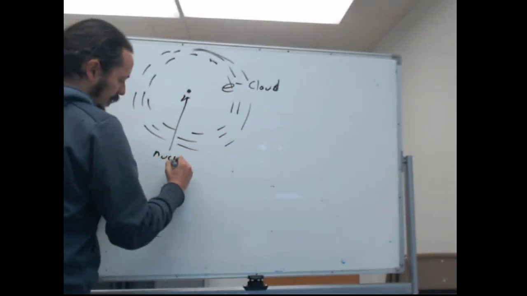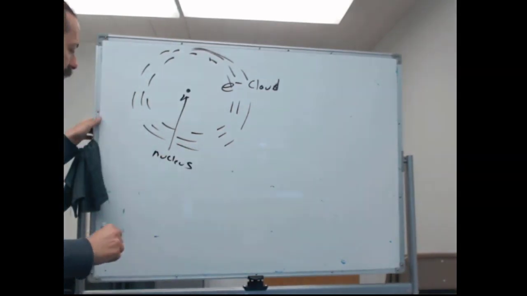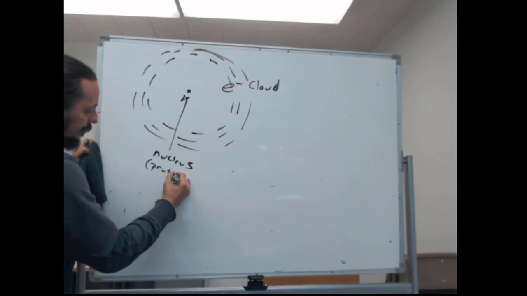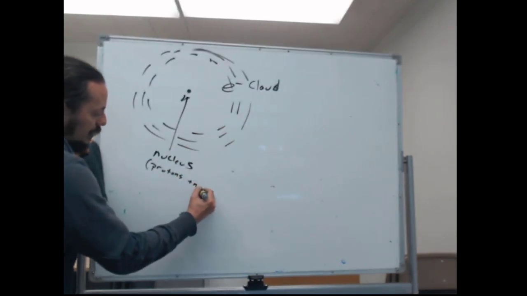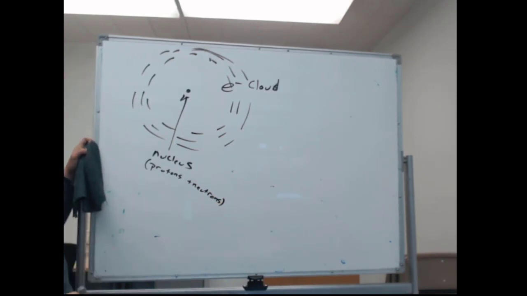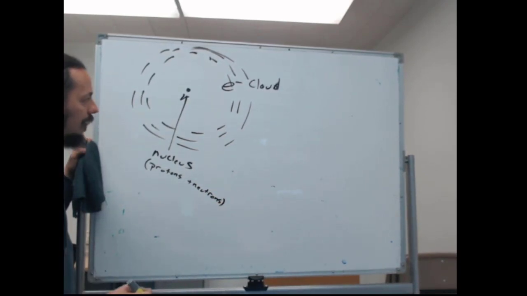The nucleus is going to contain protons and neutrons. And so that thing in the middle is the sum of protons and neutrons. We'll often refer to that as the number of nucleons, which is just a fancy way of saying everything in the nucleus.